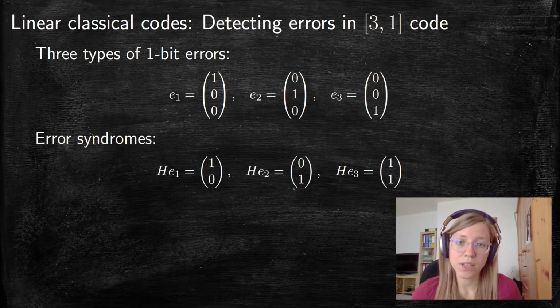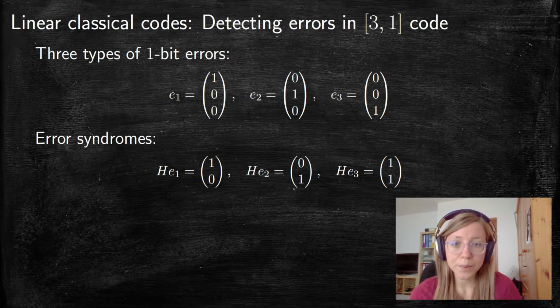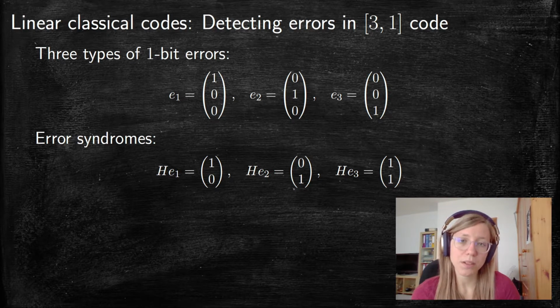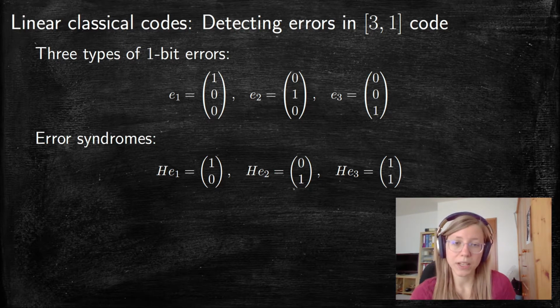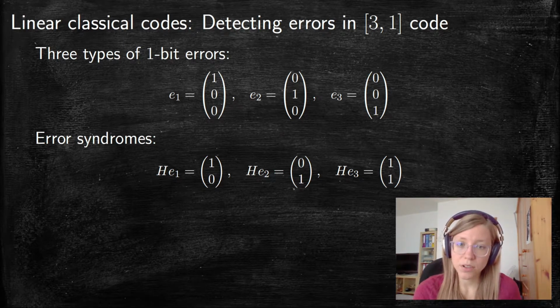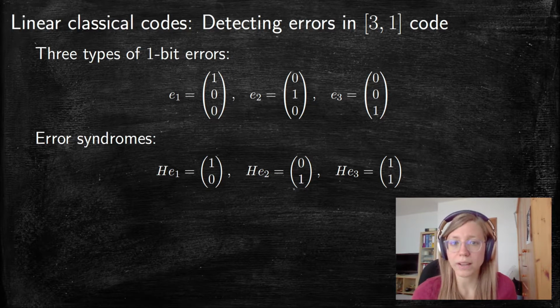The corresponding error syndromes, which you can easily verify, are for the bit flip in the first bit, the error syndrome is the vector 1, 0. If the bit flip happens in the second bit, the error syndrome is 0, 1. And if the bit flip happens in the third bit, the error syndrome is 1, 1. So if we obtain an error syndrome, we can directly see at which bit the error has occurred. And then we can simply correct the error by flipping the bit again.